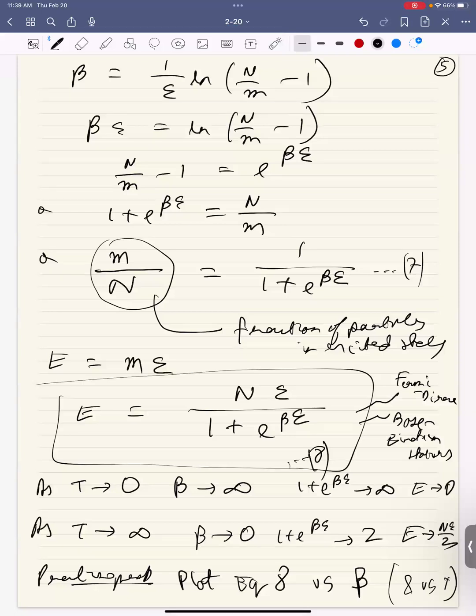Because we use Stirling's formula, right? We use the approximation for ln of n factorial, which is valid only for very, very large n. So in a very sneaky manner, we have already assumed the thermodynamic limit in this. In a canonical ensemble, however, you will get an answer which is valid even for small n. And that's kind of cool. And all ensembles become the same at very, very high temperature, okay?